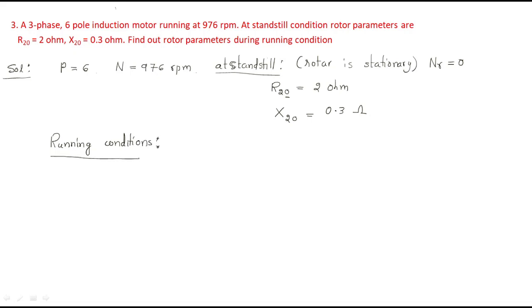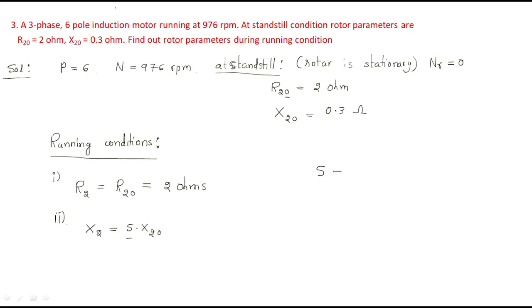So first, running condition rotor parameters. R2 and R2 naught are both the same, there is no change. For the rotor, the resistance does not change whether it is running or at standstill. That's why R2 equals R2 naught, it is 2 ohms only. Then what about the reactance? At running condition, the reactance is X2, that is S times X2 naught, but we don't know the S value.